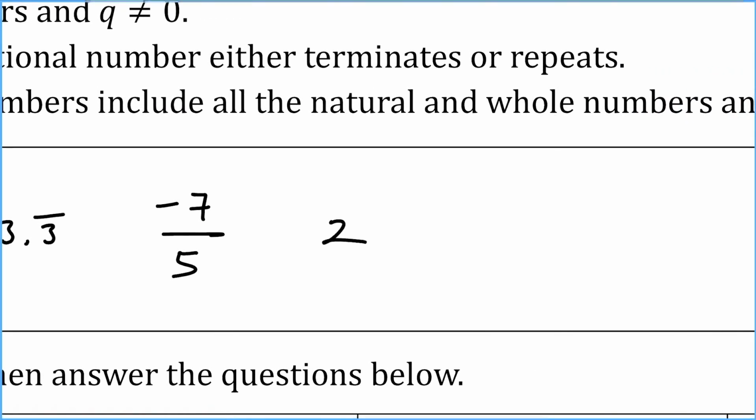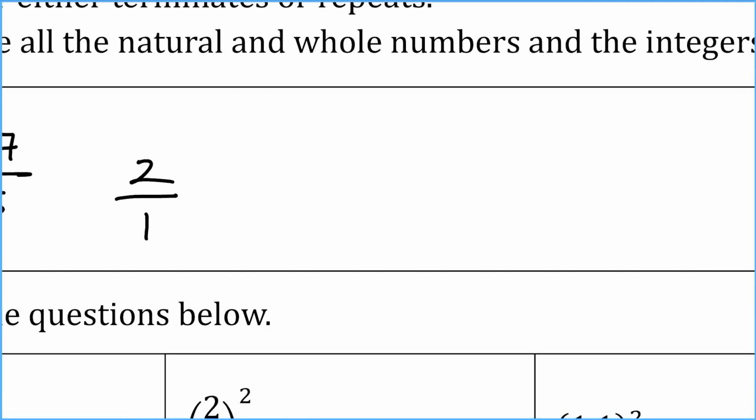And don't forget that a natural number like 2 is technically rational, right? How do you know that 2 is rational? How do you express 2 as a fraction? Well, you could just put it over 1, 2 over 1, and there you go. You've expressed 2 as a fraction, which satisfies the definition of a rational number.